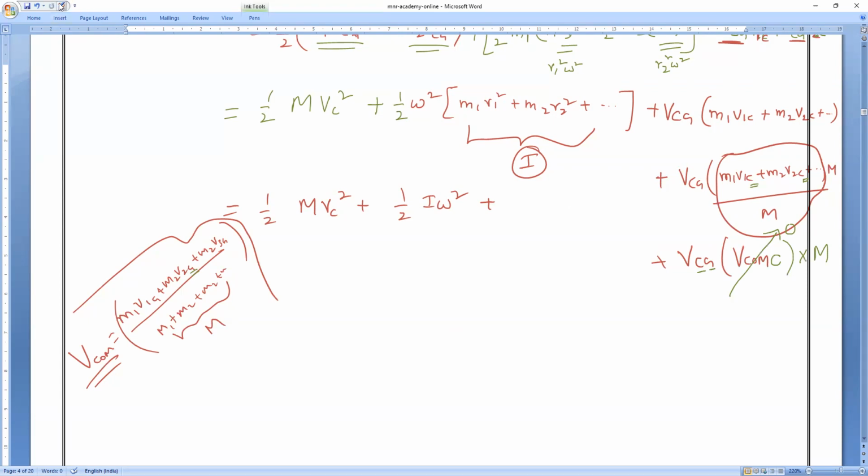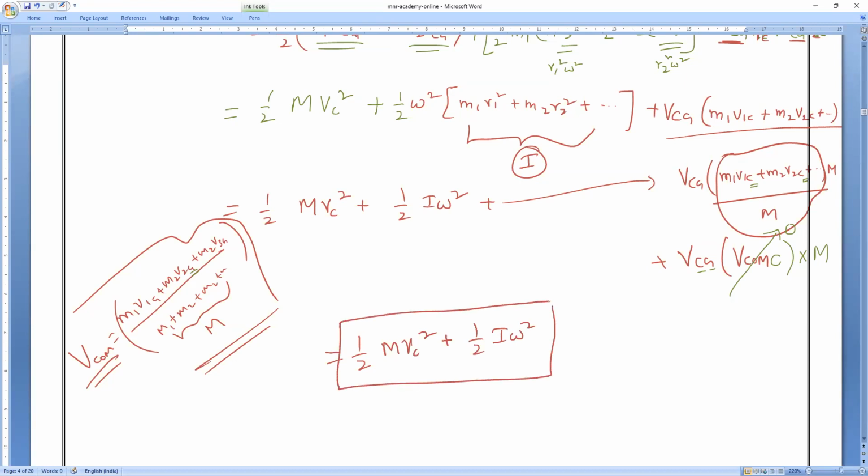Okay. Clear, everybody? Understand? So this plus, after this you continue this. Okay, so don't leave a gap in the middle. After plus you have to write this step. This step is over. After that you have to write it. But bracket, you write this one. So what is remaining? Half into M into VC square plus half into I omega square.